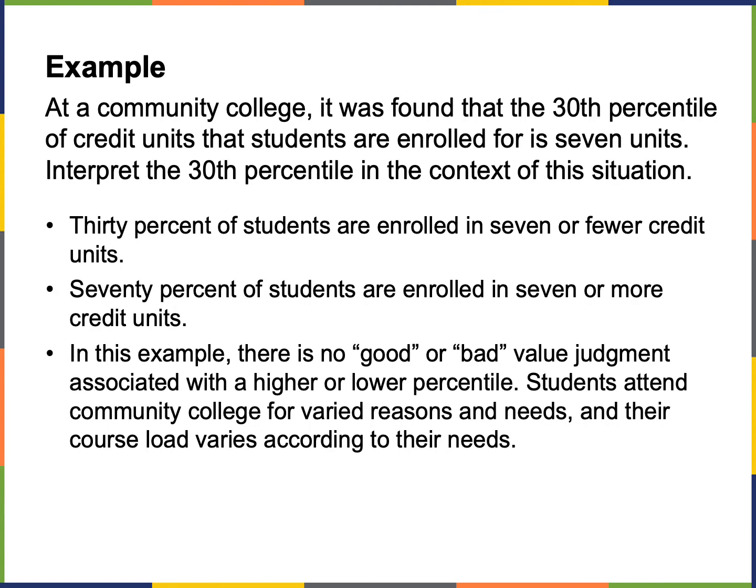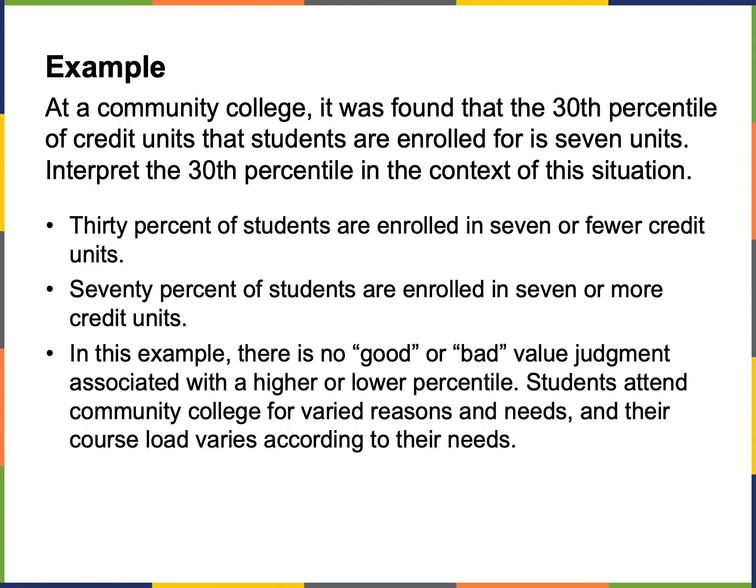All right, so another super fun example. At a community college, it was found that the 30th percentile of credit units that students enrolled for is 7 units. Let's interpret the 30th percentile in the context of the situation. What that means is that 30% of students are enrolled in 7 or fewer credit units, and 70% of students are enrolled in 7 or more credit units.